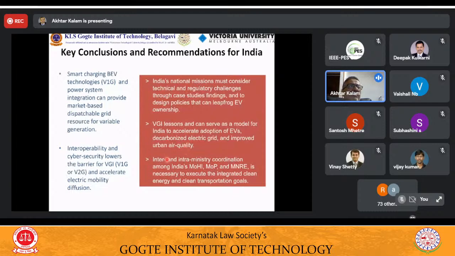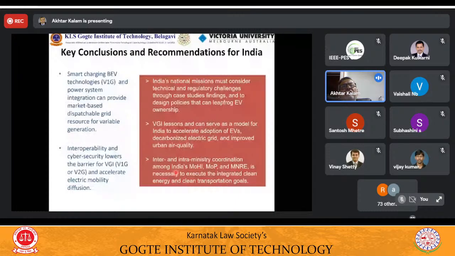Inter- and intra-ministry coordination is required. The Ministry of Heavy Industries, the Ministry of Power, the Ministry of New and Renewable Energy, all of them have to coordinate. At the moment, MHI does not know what MoP is doing and what MNRE is doing. So they have to execute the integrated clean energy and clean transportation goal.